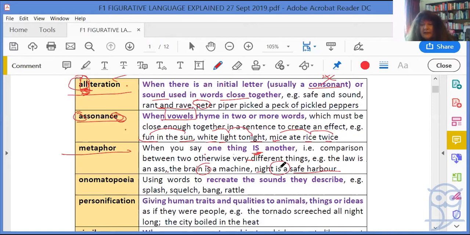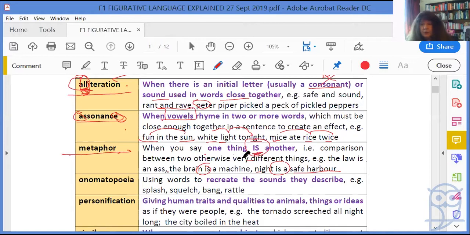Some people feel safe and sound, all tucked away in their little room, nice and cozy in the dark. They don't want to go outside. So you could say night is a safe harbor for many people, particularly children. And that is a metaphor, when you say one thing is another.